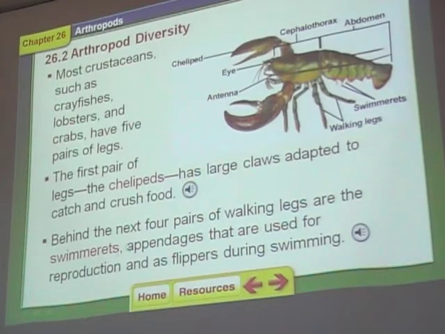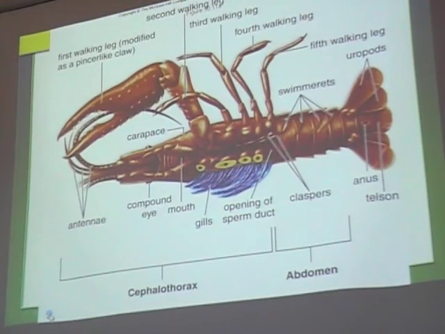Then we have the swimmerettes, little tiny appendages back here that help them swim. A swimmerette is a crustacean appendage used as a flipper during swimming. If we look at the underside of the body, we see the little swimmerettes there, and then some other fin-like appendages used for swimming.